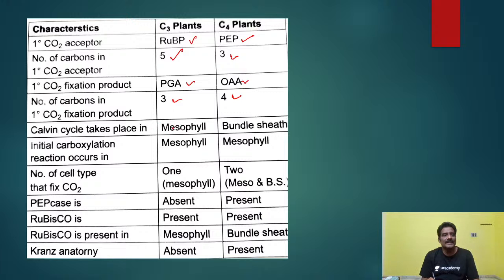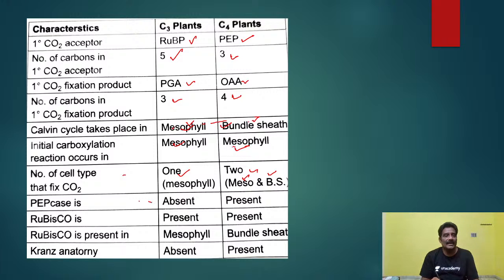And the Calvin cycle takes place in mesophyll cells in C3, whereas in C4 it occurs only in the bundle sheath cell, with the initial carboxylation in the mesophyll cell. And the number of times carbon dioxide is fixed: in C3 plants only one time, but in C4 it is 2, I mean in the cytosol of the mesophyll and in the bundle sheath cell. Am I correct or not?